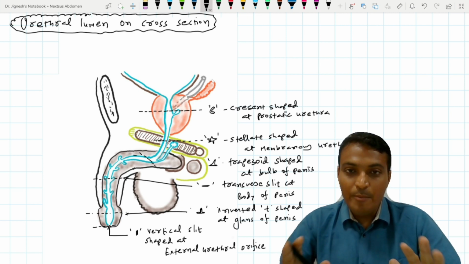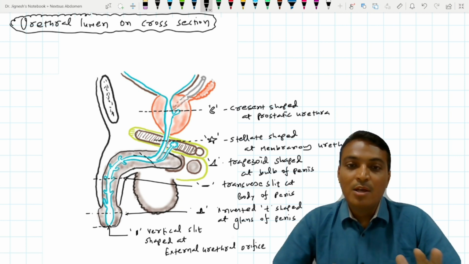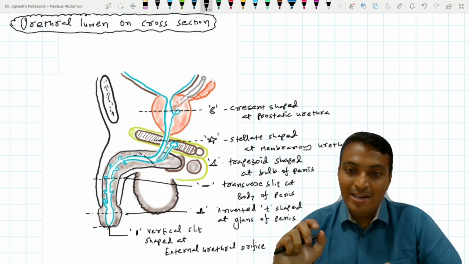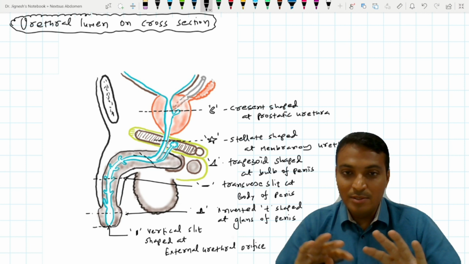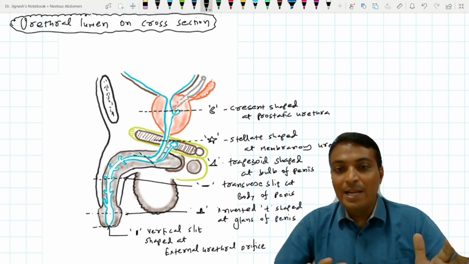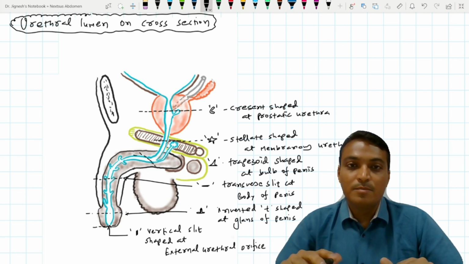These different shapes of the lumen at different levels are responsible for the spiral outflow of micturition, and this will prevent the separation of the droplets of urine during micturition.